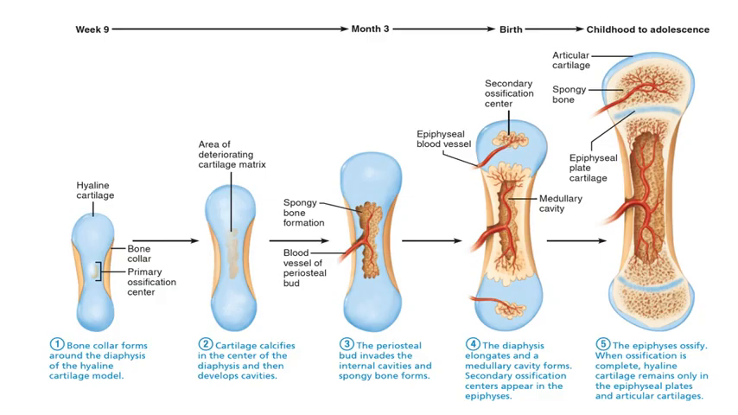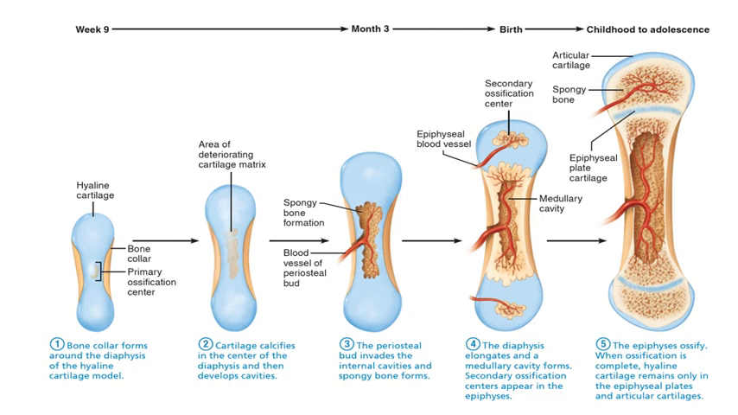So this is just showing you what we just saw right now. You can see the bone collar forms around the diaphysis of the hyaline cartilage, and then you can see that there is going to be deterioration in the central aspect of the cartilage matrix. That is where you have the primary ossification center, and that is where you start having the hypertrophy of the chondrocytes. And then gradually you have blood vessels coming in.